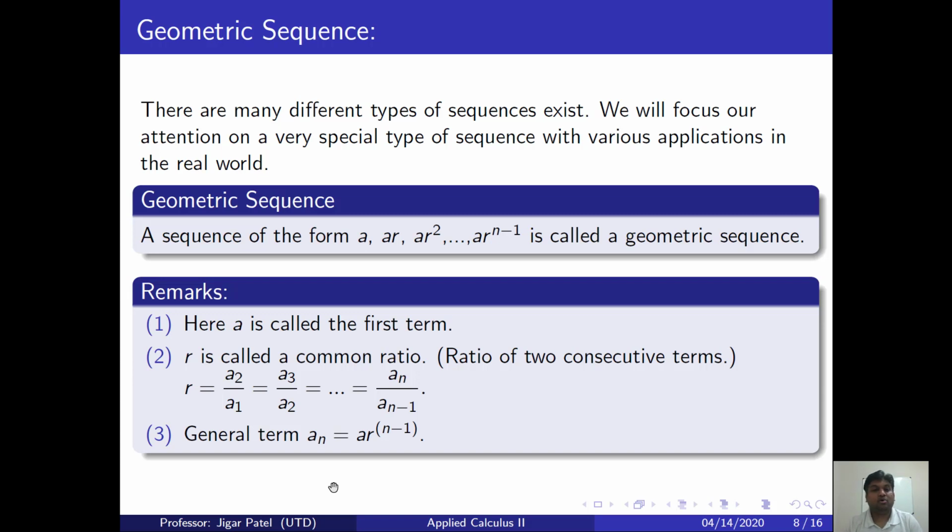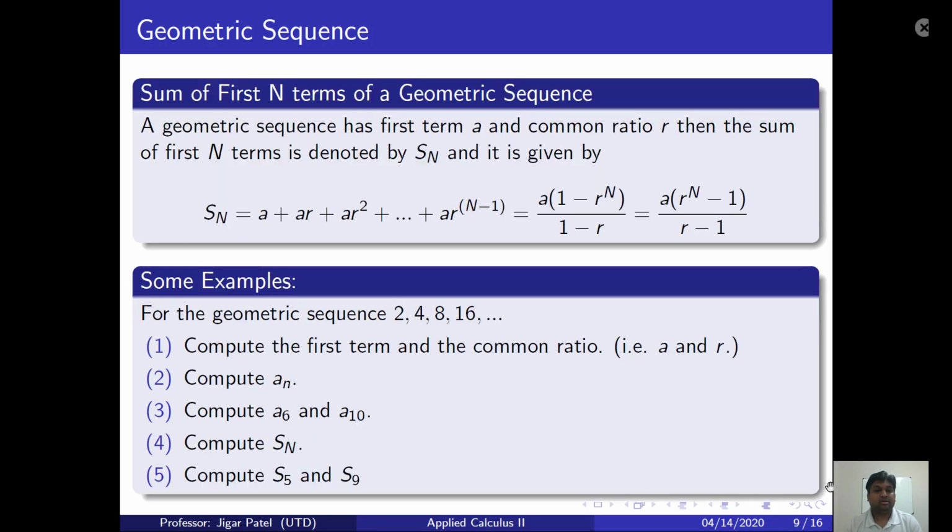Alright. If you know A and R, you should be able to compute the sum of the first n terms of the geometric sequence. And here is the result. A geometric sequence has first term A and common ratio R. Then the sum of the first capital N terms is denoted by capital S sub n. And it is given by S sub n equal to, this is again adding capital N terms manually, right?